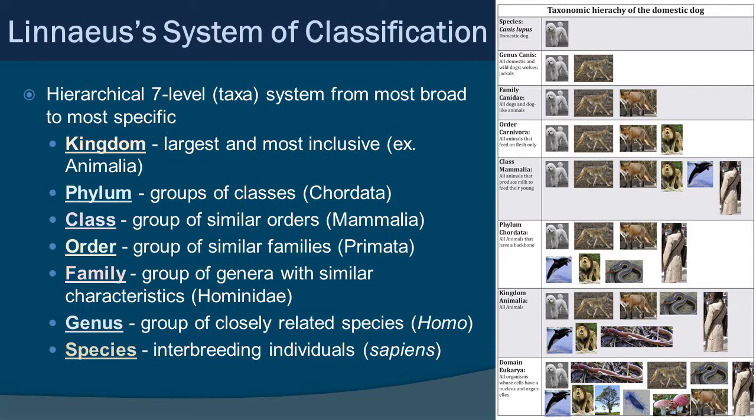It doesn't have those components. So we get rid of that. When you go down to class, we have class Mammalia. Now we get rid of the snake, right? Because it's not a mammal.